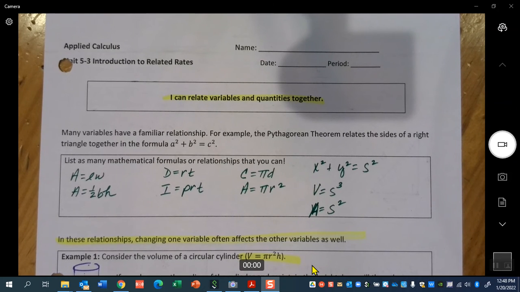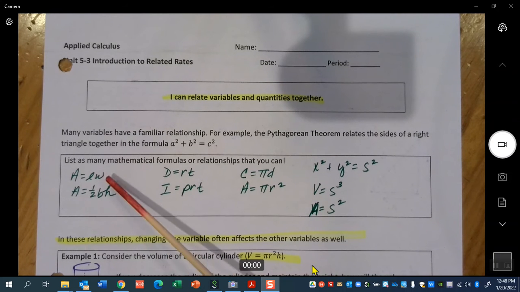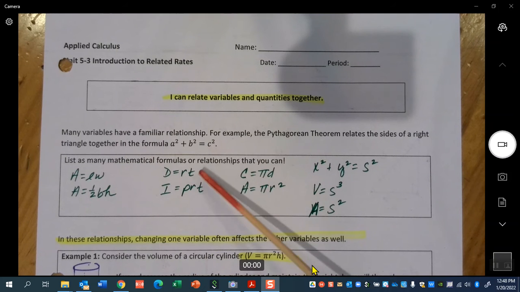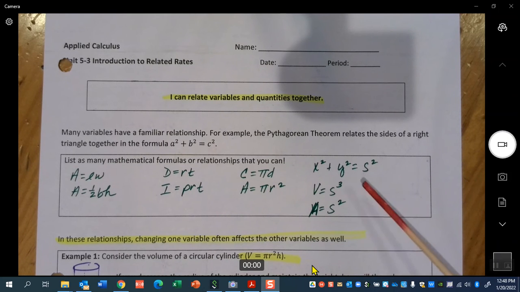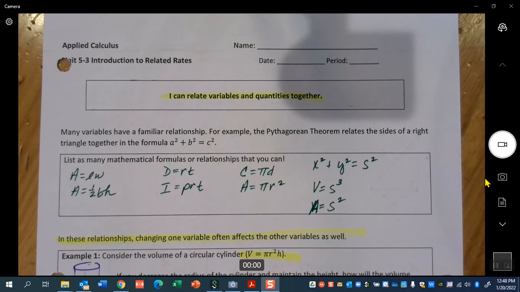So we can talk about our area formulas for things like rectangles and triangles. We can talk about our distance and our interest formulas. We can talk about circumference and area of a circle. Here is our Pythagorean theorem, whether we're talking about volume or area of squares and cubes. So we just listed a bunch of formulas here, but you know that you also have different formulas that are on your reference sheet. So we'll kind of make a list of things as we go.